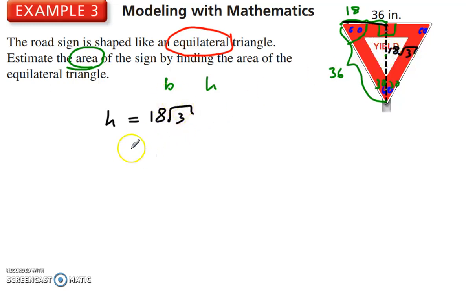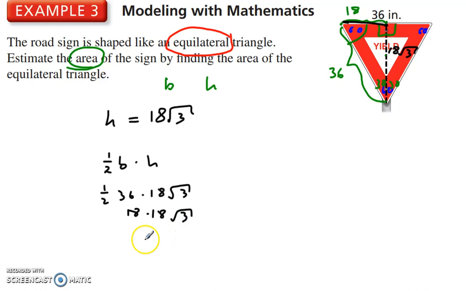All right, now we want to find the area. Half base times the height. That means 1/2 times 36 times the height, which is 18 radical 3. That's 18 times 18 radical 3. And 18 times 18 radical 3, we get approximately 561.18 square inches.